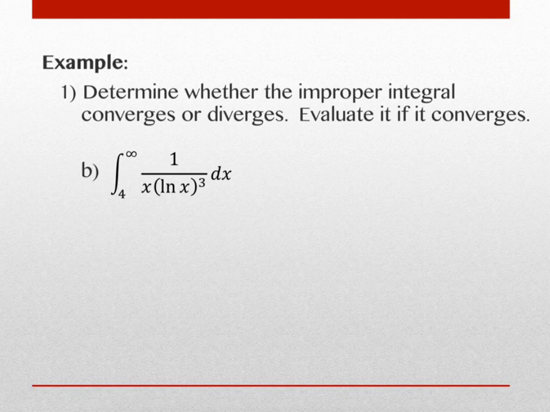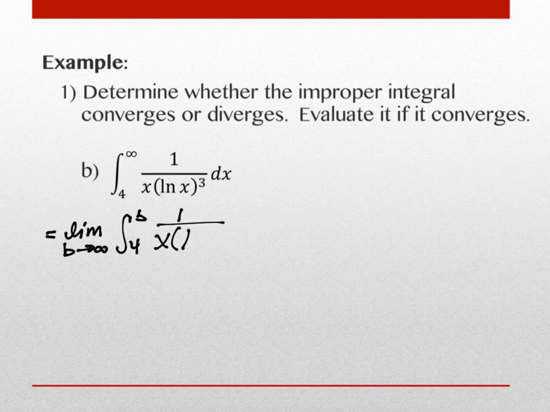All right, I got another infinity up here, right? So the approach is going to be quite similar. I'll actually start down here since I knew I ran out of space last time. We're going to make the limit as b goes to infinity of the integral from 4 to b, and I have 1 over x times the natural log of x cubed dx.